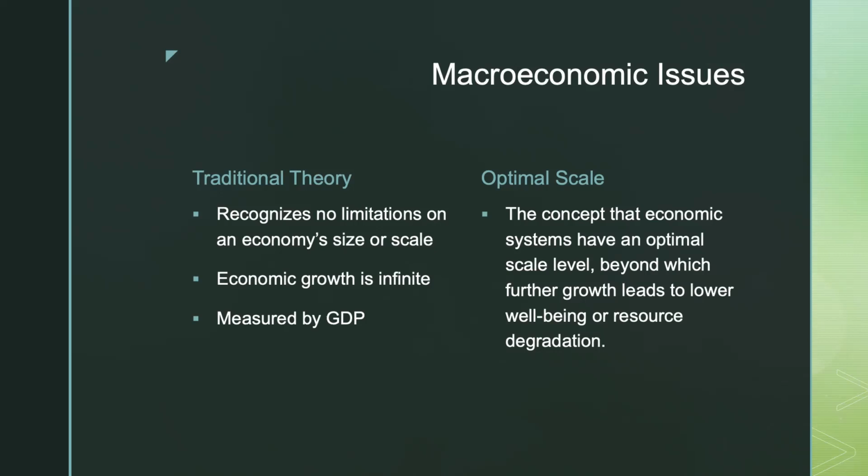An optimal scale is a concept that says that economic systems have an optimal size to them, beyond which any further growth actually would lead to lowering our well-being and begin to degrade and deplete the resources we have available to us. So an ecological economist would say that economic growth cannot be infinite, and therefore having a consistent, never-changing goal of economic growth isn't realistic or sustainable.